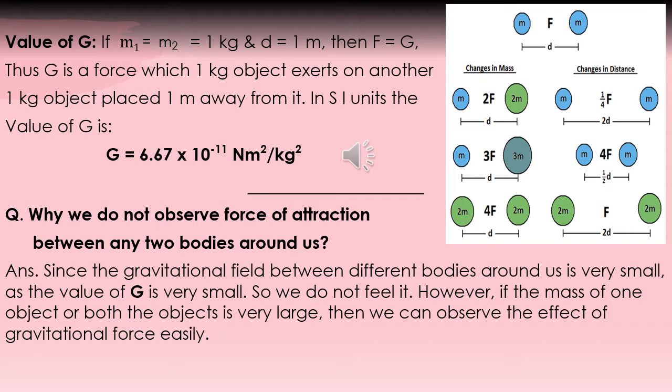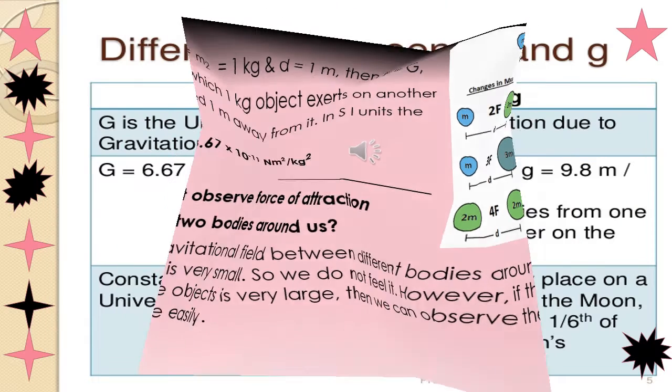Question: why do we not observe force of attraction between any two bodies around us? Answer: since the gravitational force between different bodies around us is very small, as the value of G is very small, we do not feel it. However, if the mass of one object or both the objects is very large, then we can observe the effect of gravitational force easily.